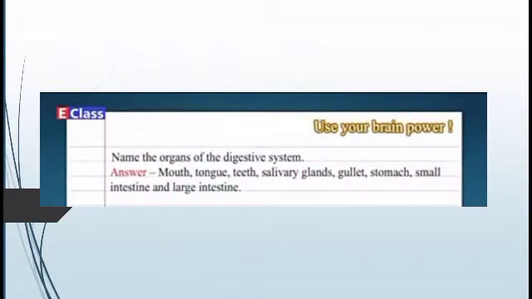Before moving ahead with the explanation part, let's recall our memory and go back and think for a second what I have taught you in the second part of the video. And here is one question. Use your brain power. Name the organs of the digestive system. Yes, we have seen and I have told you to draw the diagram in your notebook as well and to study the diagram. So in the digestive system, you have mouth, tongue, teeth, salivary glands, gullet, stomach, small and large intestine. So these are the parts of the digestive system.